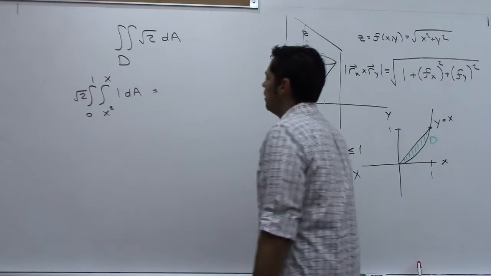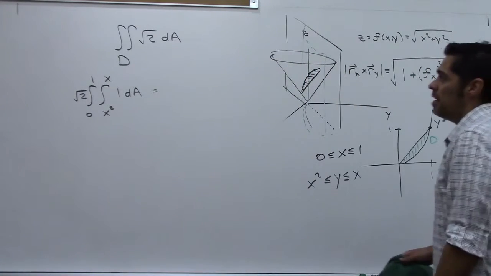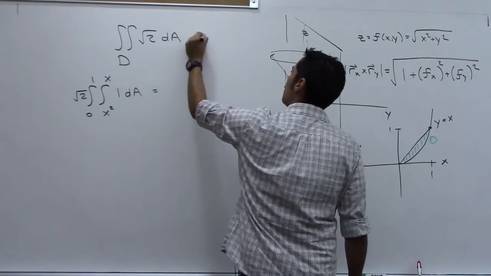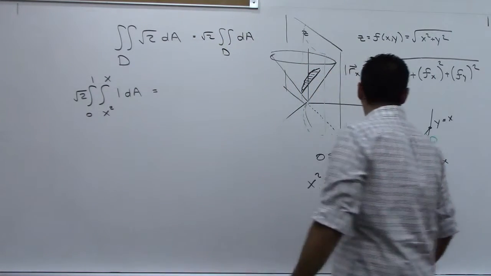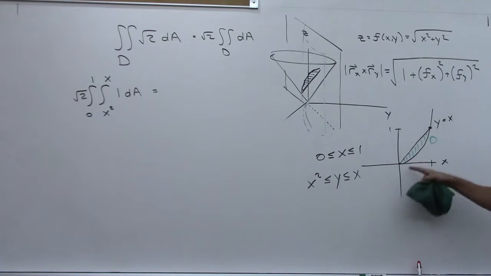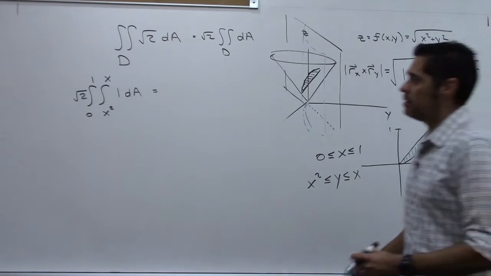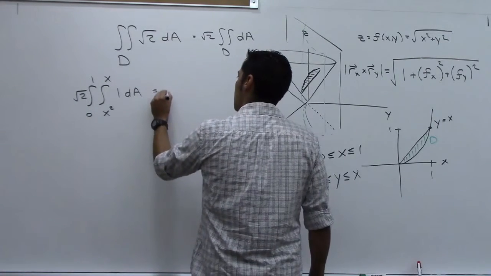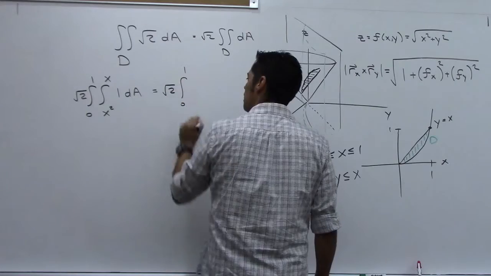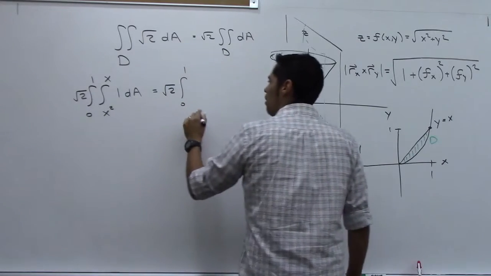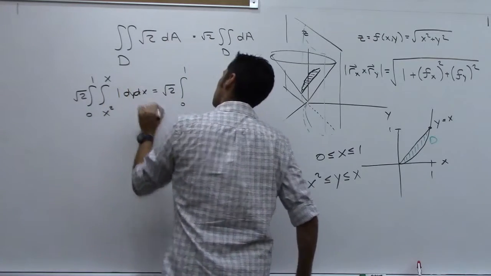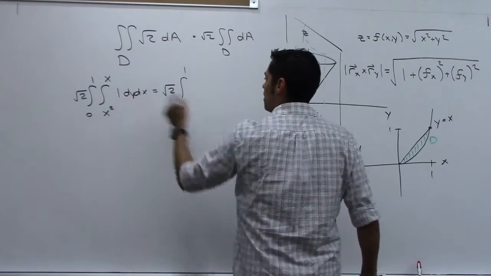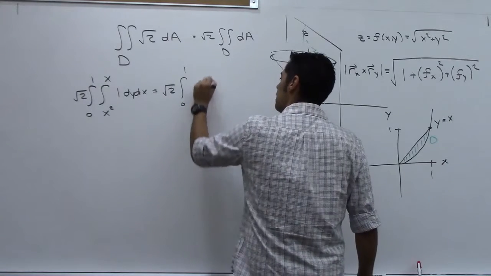Well, that area is not easy to find. I was going to say, if we were up here, we could have written root 2 double integral over D dA, and then if we could just find the area of this, we'd be done. But I don't know that area easily, so I can't. So I have to go through and just grind this thing out. Root 2 integral 0 to 1. Antiderivative of 1. Oh, I forgot to put dy dx here. Sorry. dy dx.